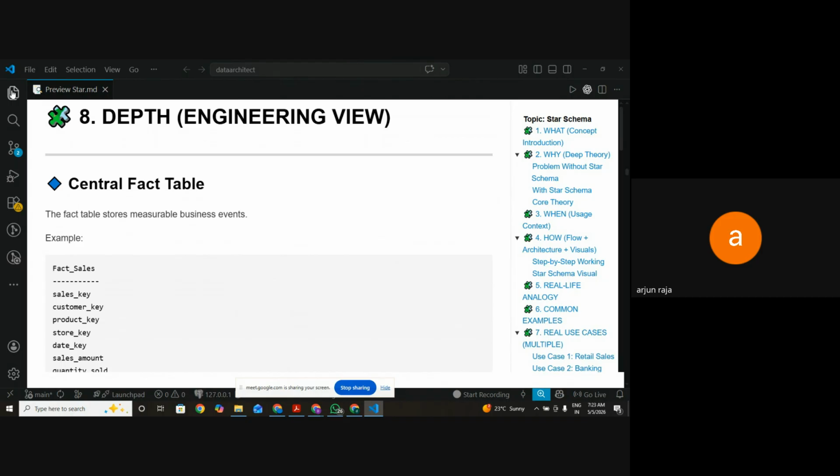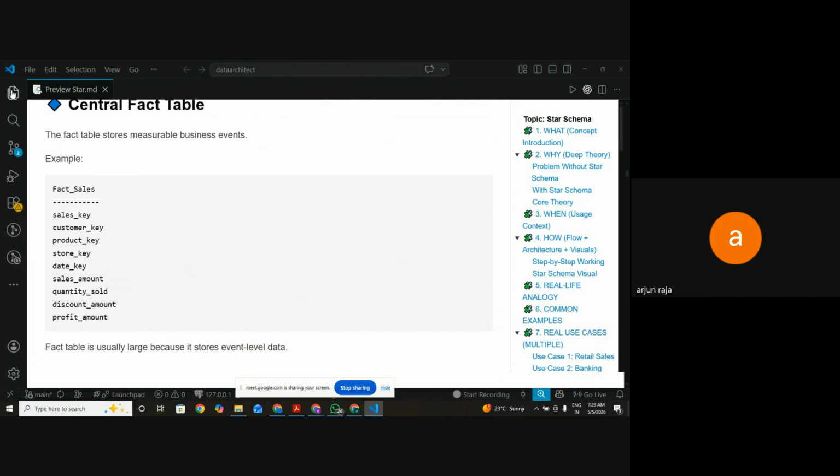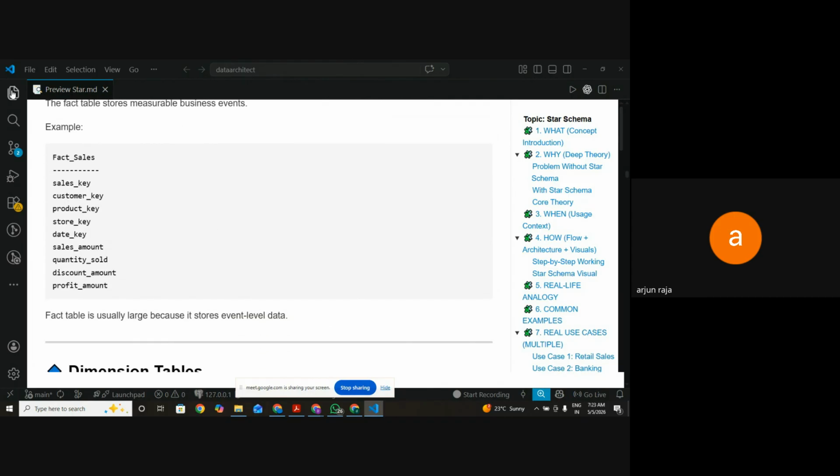So, central fact table. Fact will have sales: sales key, customer key, product key, store key, date key, sales amount, quantity sold, discount amount, profit amount. All these are in the fact table.